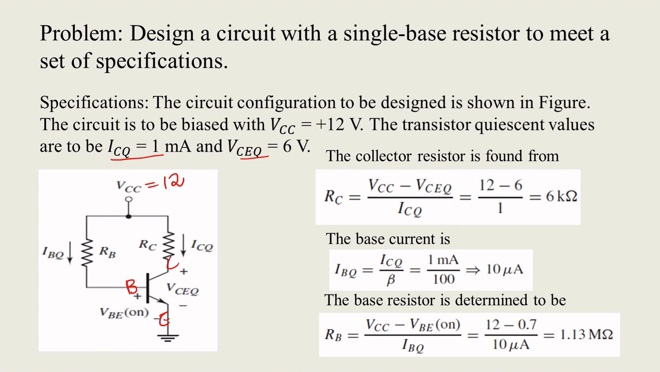First, we will be finding RC, because RC and RB are not given in the problem. They have given the collector current, the output voltage VCQ, the supply voltage 12, and beta, which they have given as 100. We want to find RC, RB and IBQ. So I will find it very simply.